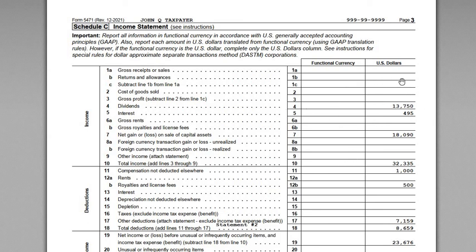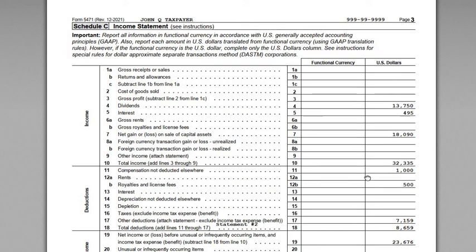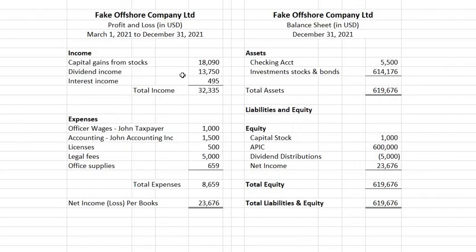Now in our case, because US dollar is our functional currency, we don't have to complete the functional currency column. We can just use US dollars. So if we look at the financial statements again, on the P&L, we'll get to the balance sheet on the next video.